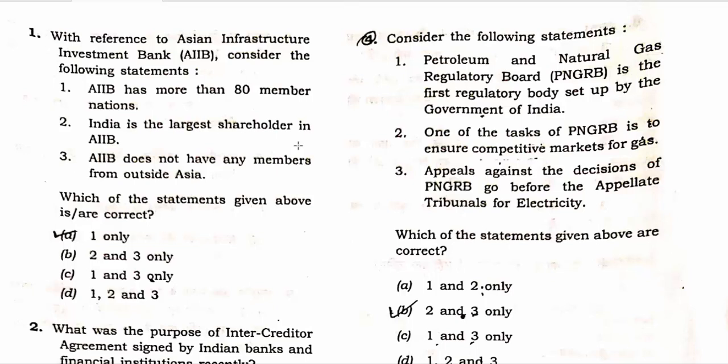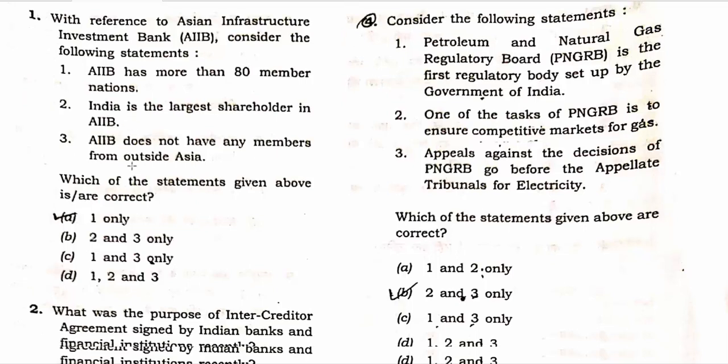So you should know that it is definitely more than 80 member nations, and the correct figure is 97 total members when it comes to AIIB. Second statement, India is the largest shareholder in AIIB. This is completely wrong because it is China. China leads with nearly 26% and India is just at 7.6%, so China has about 3 times more. So India can't be the largest shareholder in AIIB. And the third statement, AIIB does not have any member from outside Asia, which is again extremely wrong, because it has countries like Australia in it. Otherwise Asia alone cannot make up 70 member nations, common sense.